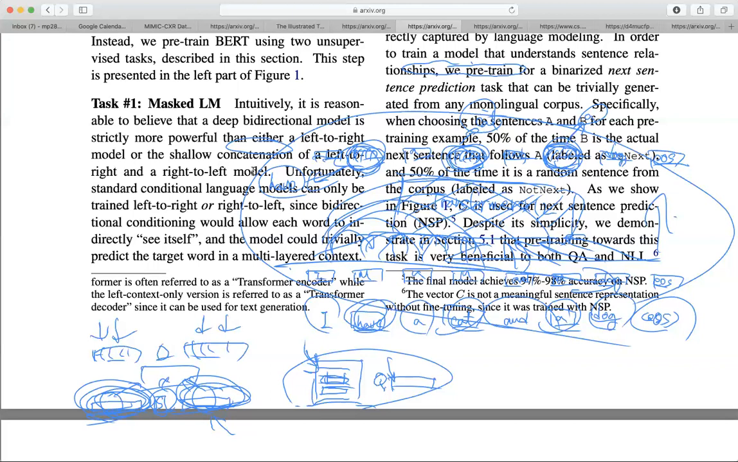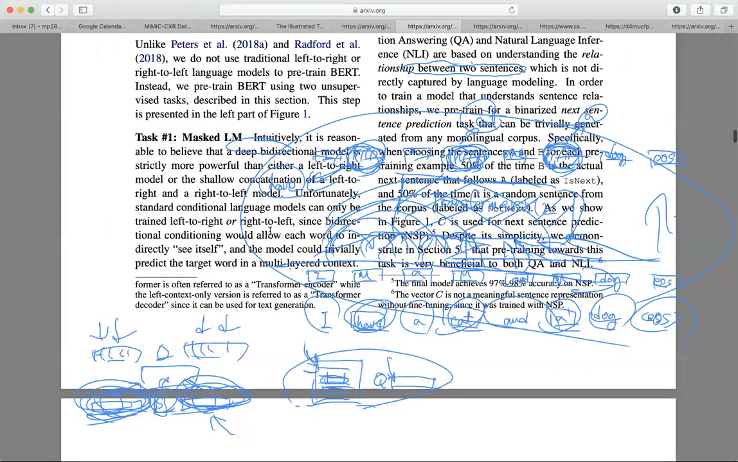Anyway, I'm just skipping over the detail, because it turns out next sentence prediction is not really impactful. Masked language model is what really makes everything work in BERT. Next sentence prediction is not so much. You can do it, but it doesn't really matter whether you do next sentence prediction or not. The important thing is masked language model.